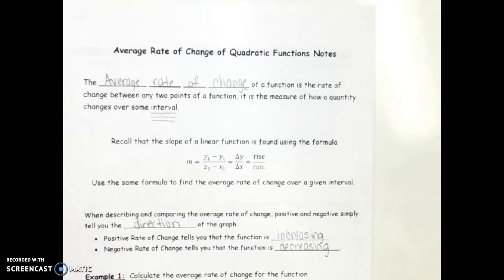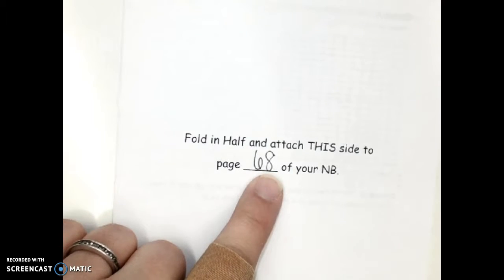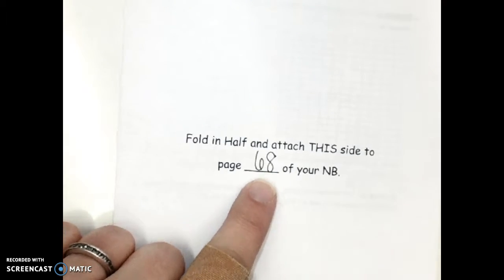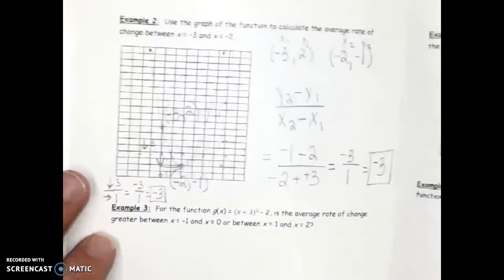Alright, so you're back for part 2 of your average rate of change of quadratic functions notes. In part 1, we did examples 1 and 2. You are on page 68 of your notes. Okay? So you were supposed to have already done example 3. So let's go over example 3.